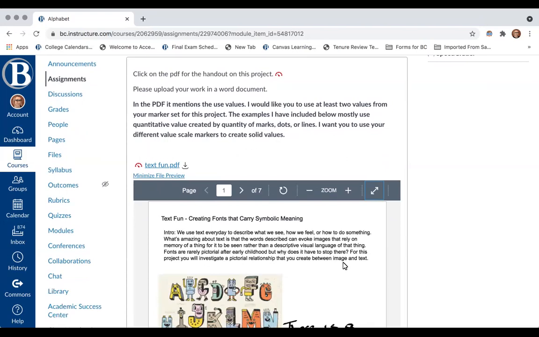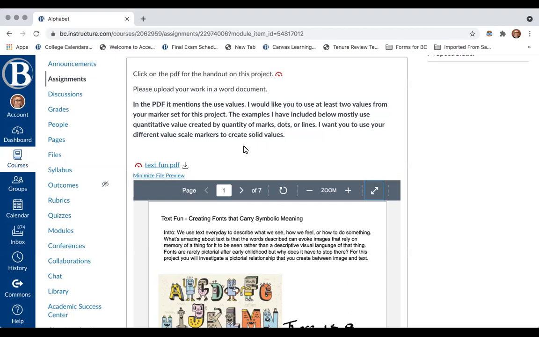In the past, this has very much been about quantitative values made through quantitative lines or quantitative marks, similar to what you might get in concentration. But since we have those markers, I thought we'd employ them. So I would like you to use at least two values from your marker set for this project. How many can you use? If you want to use 7, then go ahead and use 7. But at least 2 have to be used.